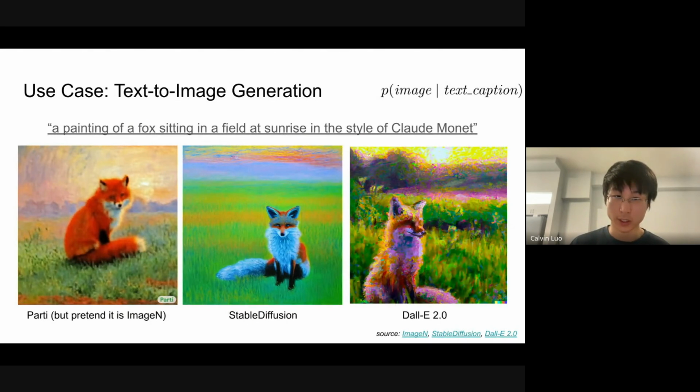Maybe another use case that many of you have likely seen is text-to-image generation, where p(x|y) is the probability of an image given a text caption. So here we want to provide a text caption, for example, a painting of a fox sitting in a field at sunrise in the style of Claude Monet. We want to be able to generate images that are aligned with or respect this text prompt. And diffusion models have been fantastic at that.